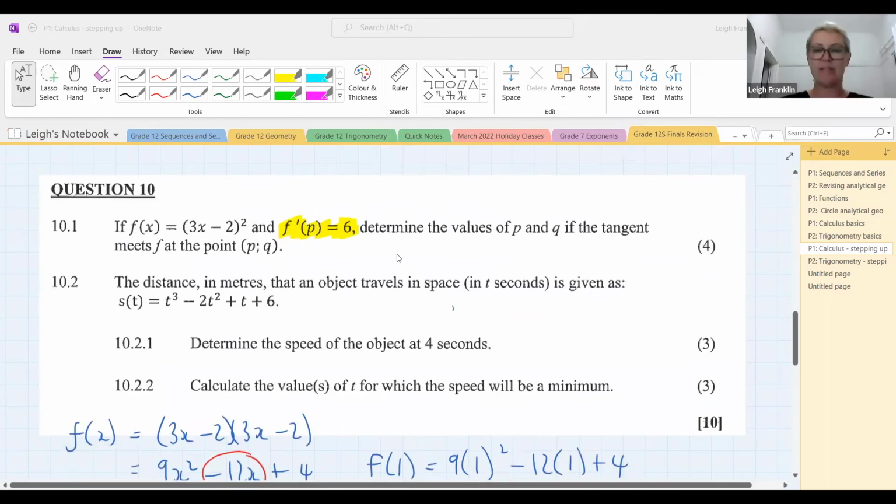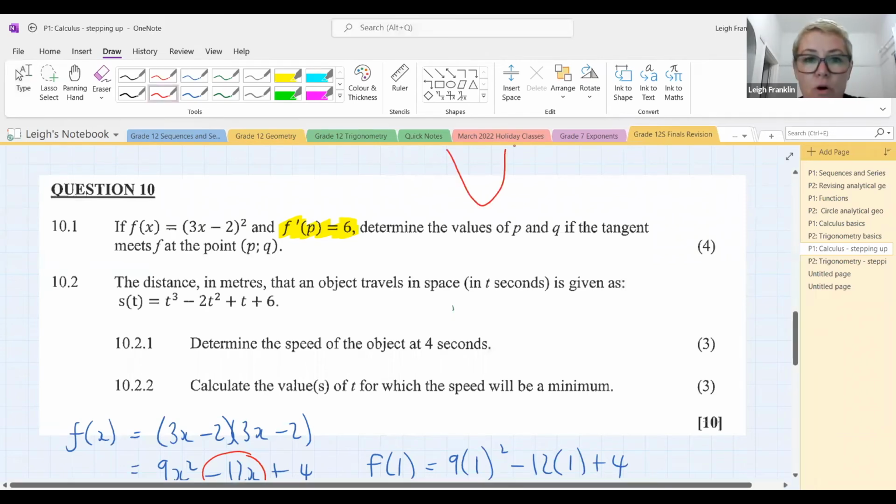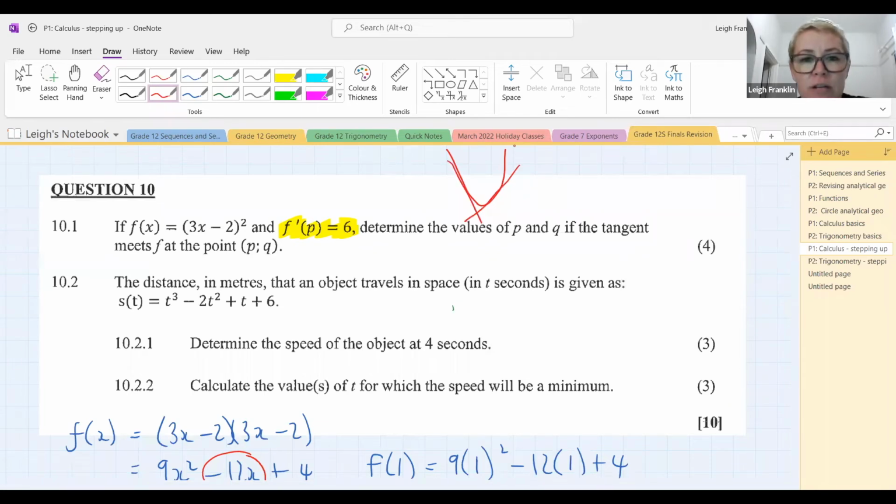the point of tangency is not necessarily always going to be at the turning point. So at the turning point, the gradient is 0. But remember, a parabola, any parabola actually, your parabola is shaped like this in this case. So you could have a tangent to the parabola here, or you could have a tangent to the parabola there. It's not necessarily always going to be at the turning point. So in this particular case here, we had a tangent to our parabola where the gradient on the parabola was 6.